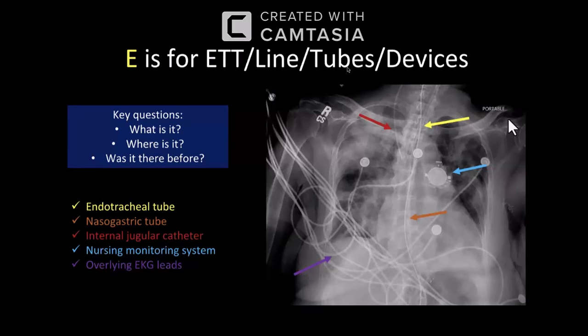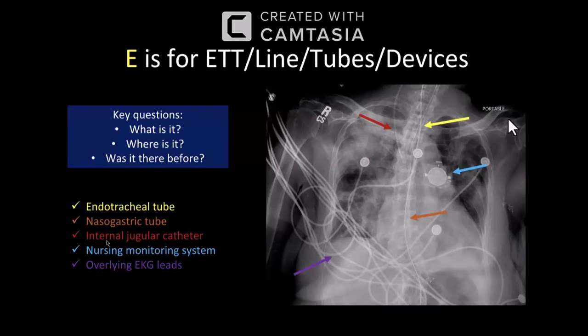E stands for endotracheal tube or lines and tube devices. You have to give a brief outline. What sort of tubes are placed? Is it an endotracheal tube? Once you see the ETT, look at the placement. It has to be 2 centimeters above the carina. It should not reach the carina. Second is the nasogastric tube. Look where it is coursing. Is it in the distal stomach, or is it going into the lung parenchyma?